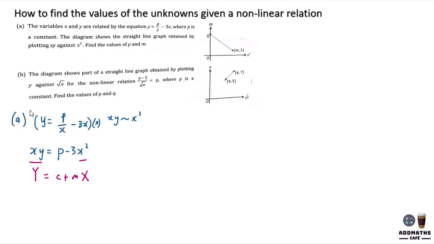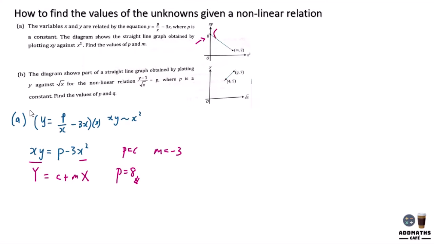So in this case, I know my p will be equal to c. My gradient m is equal to negative 3. And p is c. C is your y-intercept, which is this. So p equals a. So one answer, you get it, and gradient equals negative 3.